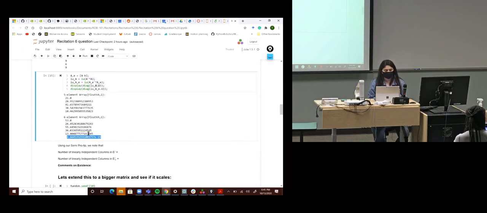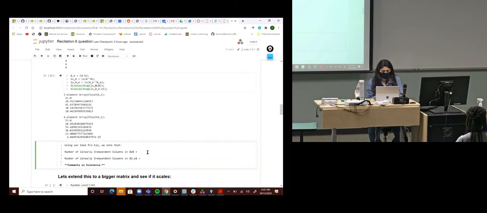So we're going to say the number of linearly independent columns, from the second rule of the semi-pro-tip, is k equal to m minus 1, which in this case is 5. So here, when we're reporting it, we'll say it's 5 and 5. And then our comment about its existence will be that the solution does exist.